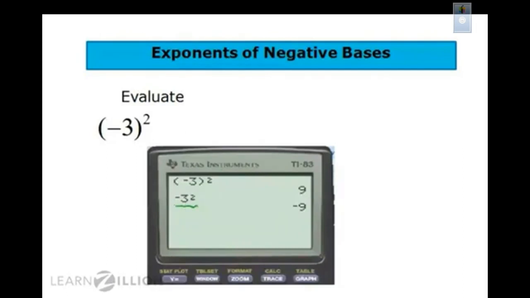If you write it in your calculator as negative 3 to the second without putting it in parentheses, it's going to assume the base is positive 3, then multiply the result by negative 1 and get this answer of negative 9 here. So be very, very careful when you are working with problems that appear to have a negative base.